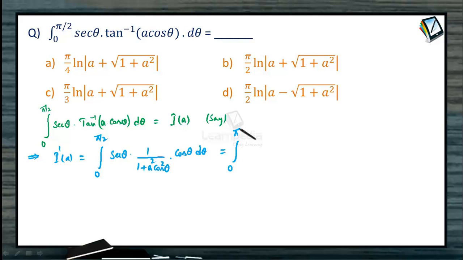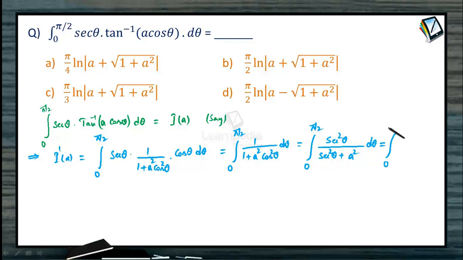So this is integral 0 to pi by 2 of 1 by 1 plus a square into cos square theta d theta. Now to make the integration more comfortable, let's express this cos square theta as 1 by secant square theta and see what will happen to this integral. 0 to pi by 2 secant square theta by secant square theta plus a square d theta. So I dash a, we separated the value of a square. Yes, now we are on the right track.